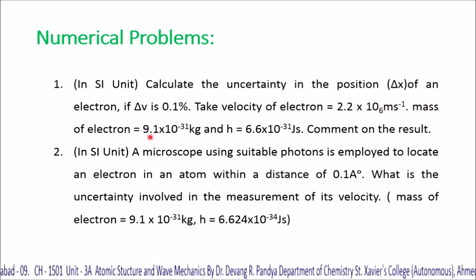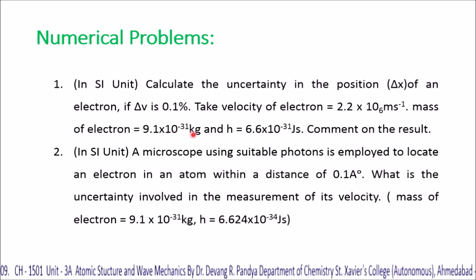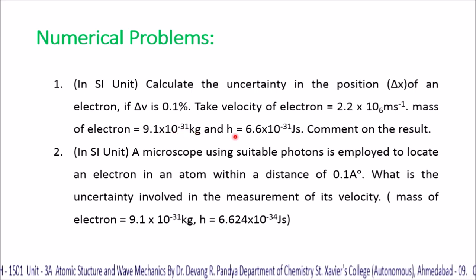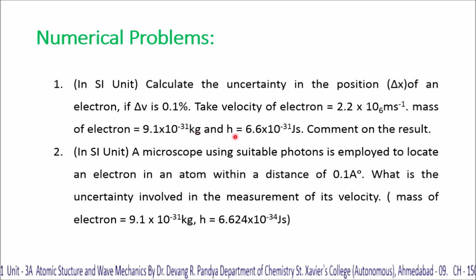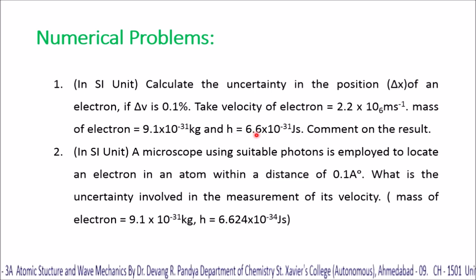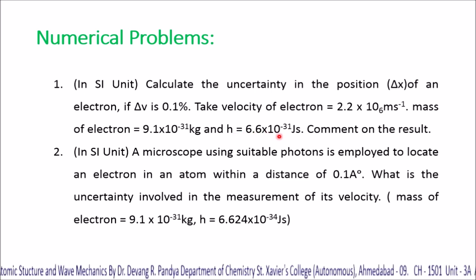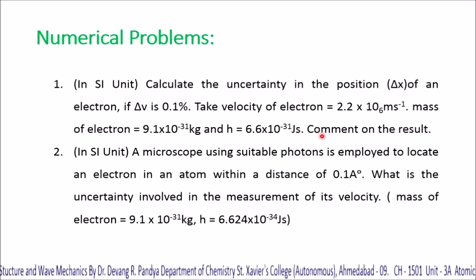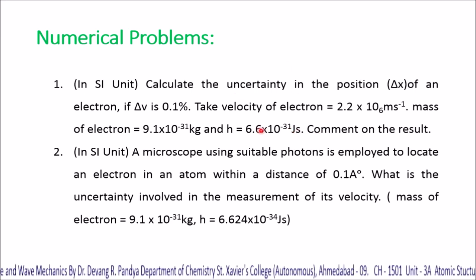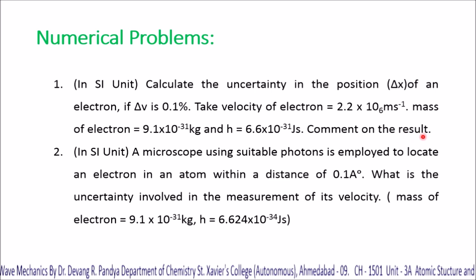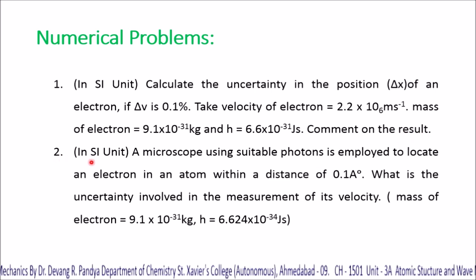Mass of electron would be 9.1 into 10 raised to minus 31 kg, and for Planck constant, do not consider 6.626. Here you need to consider 6.6 only, 6.6 into 10 raised to minus 34 joule second, and then after calculation you need to comment on your result. And the second example is also in SI unit.